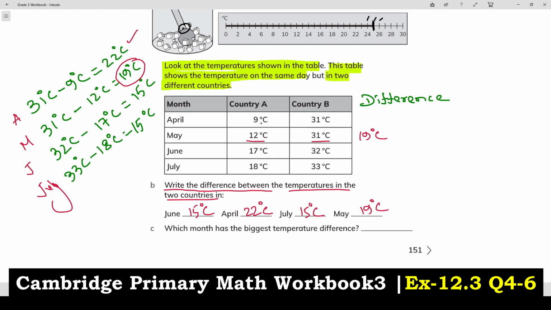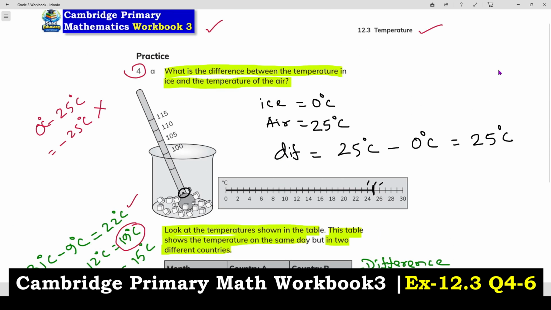31 degrees Celsius minus 9 means 22 degrees Celsius, and this one is 15 degrees Celsius, this one is 15 degrees Celsius. So which month has the biggest temperature difference? April, which is 22 degrees Celsius. So, a very important question. Number 4 done.